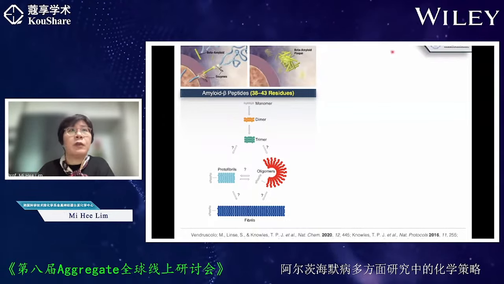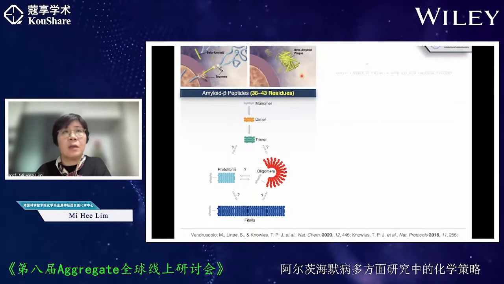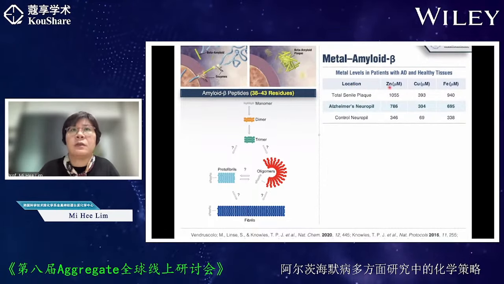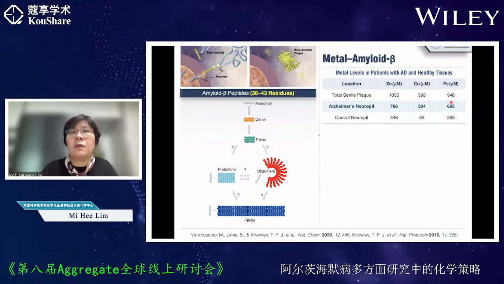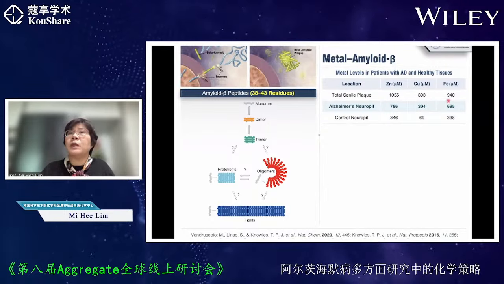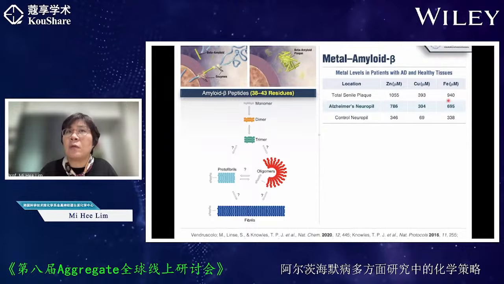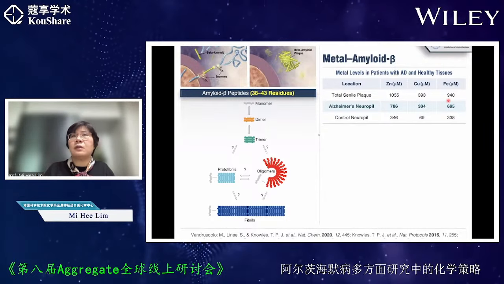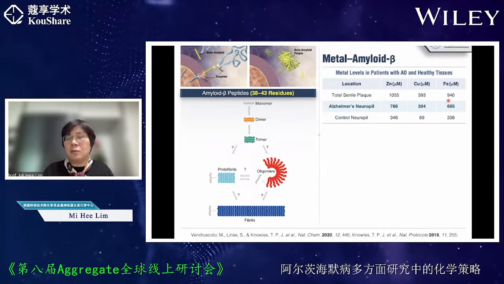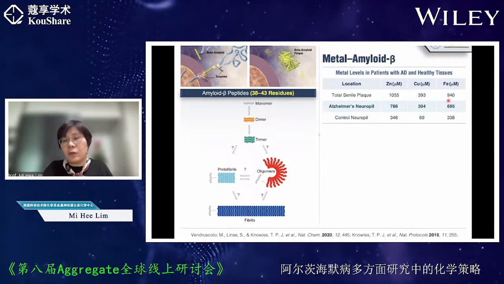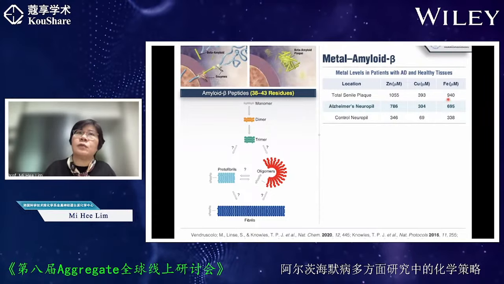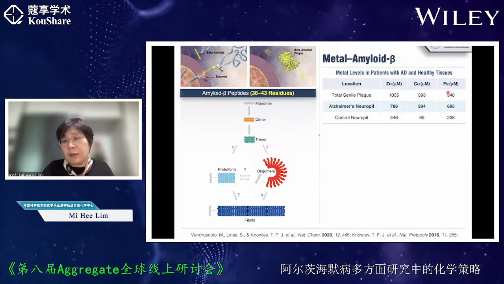But when you look inside a plaque, you can find a high concentration of metals, such as zinc, copper, and iron. You can see here almost millimolar concentrations of zinc and iron, and 400 micromolar of copper. With this data, many research groups, especially bioinorganic research groups, are trying to figure out the direct interaction between the metal ion and A-beta species.